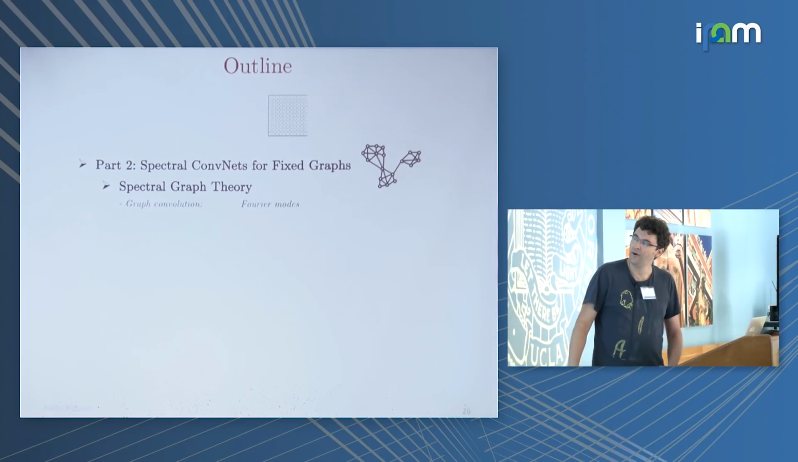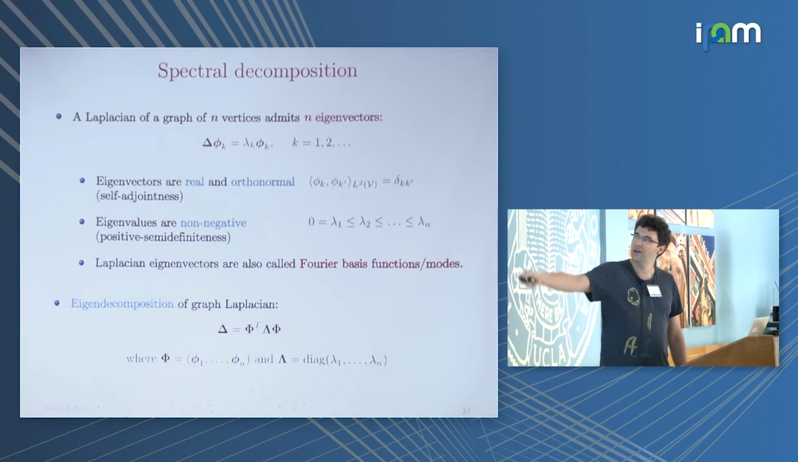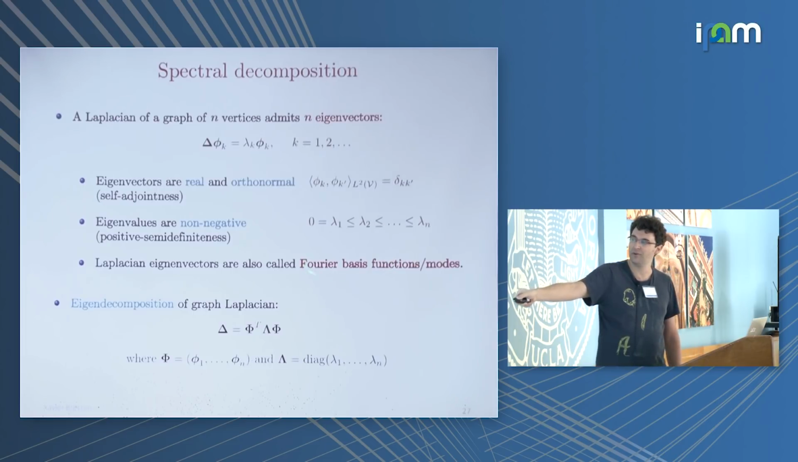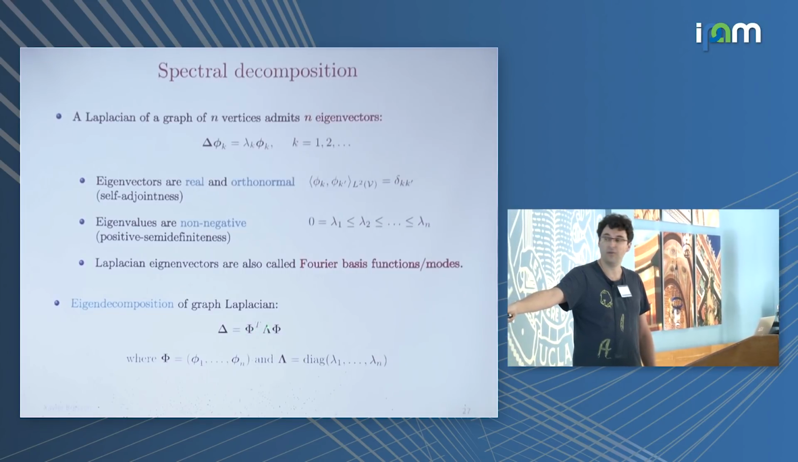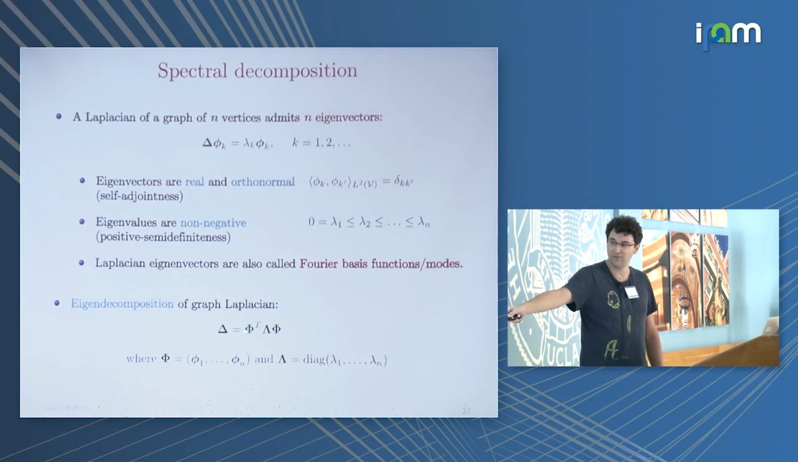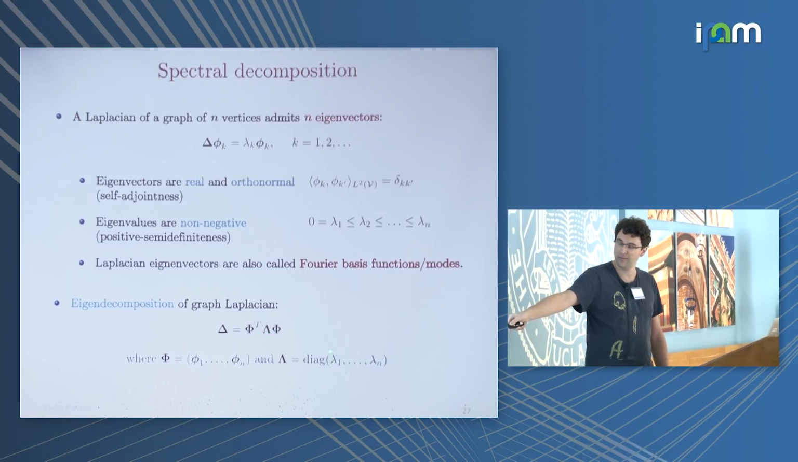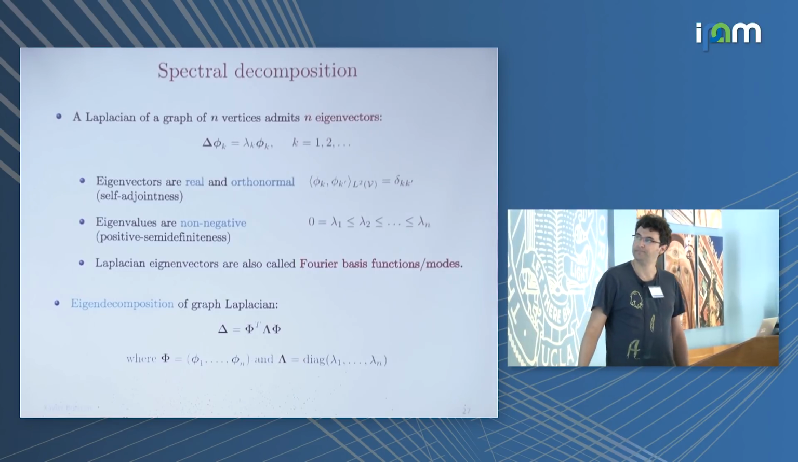Okay, so from the Laplacian, I can do an eigendecomposition. I can extract eigenvectors and eigenvalues from this guy. And these are called the Fourier basis functions, or the Fourier modes. So here I can rewrite the matrix by a factorization of the matrix of Laplacian eigenvectors, the diagonal of the Laplacian eigenvalues, and the eigenvectors transposed. Okay, so this is well known.